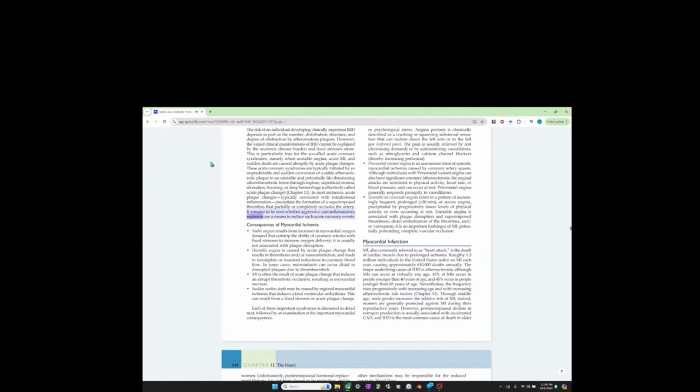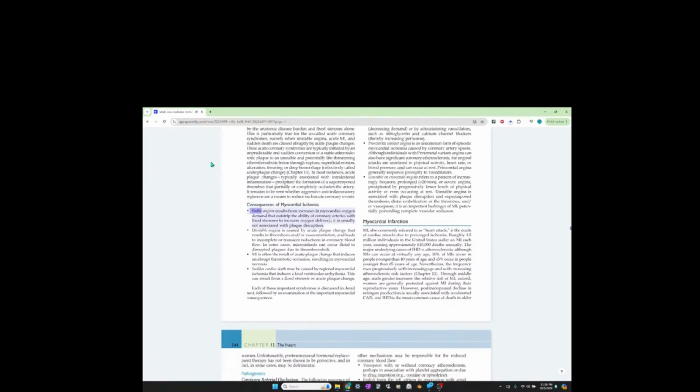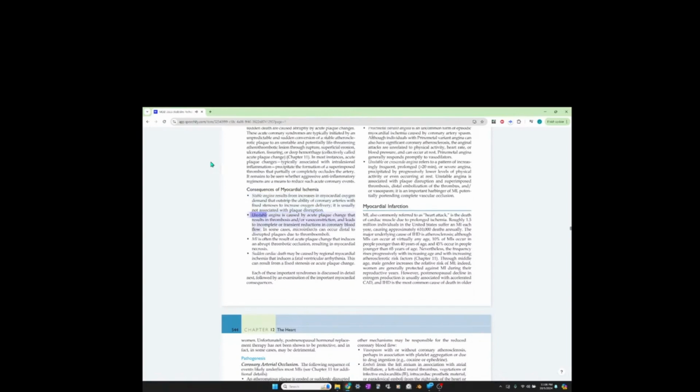Consequences of myocardial ischemia. Stable angina results from increases in myocardial oxygen demand that outstrip the ability of coronary arteries with fixed stenosis to increase oxygen delivery. It is usually not associated with plaque disruption. Unstable angina is caused by acute plaque change that results in thrombosis and/or vasoconstriction, and leads to incomplete or transient reductions in coronary blood flow.